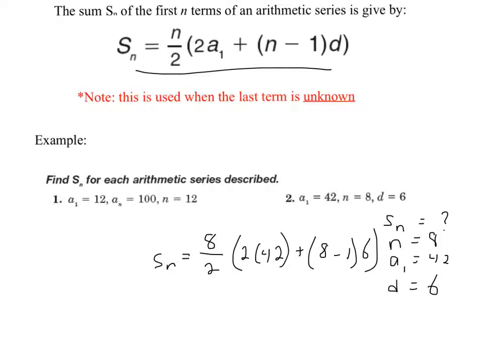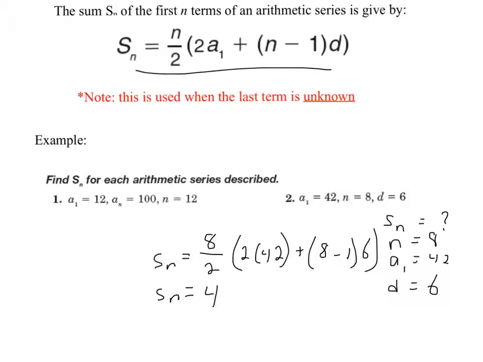Well, let's see. The first thing I'm going to do, so S sub n is going to be equal to 4, 8 divided by 2 is 4. Normally I want to do what's inside the parentheses first, but with that 8 over 2 stuck out at the very beginning, I just went ahead and simplified it. Now, first thing I want to do is inside the parentheses.